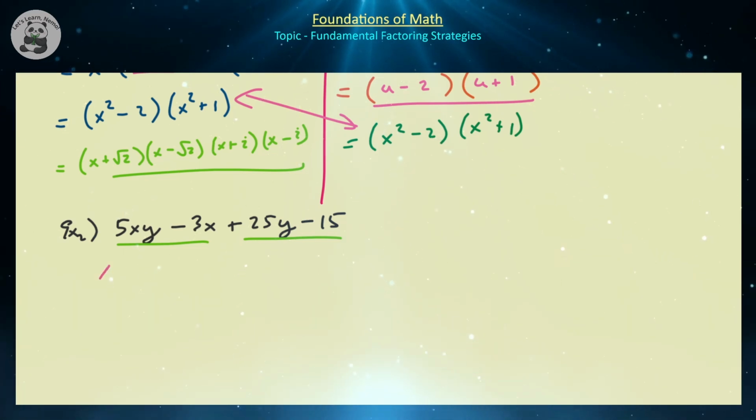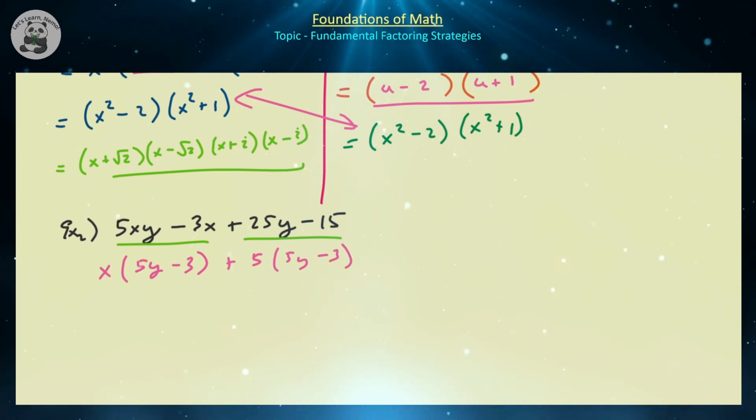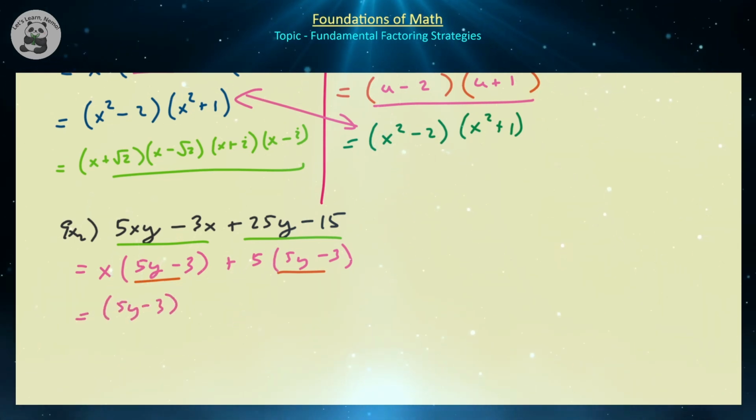So notice that x is the only thing there, so I can get a 5y minus 3 for the first pairing. And for the second, I can factor out a 5, giving us 5y minus 3. And look, the insides are the same. That's great. Which means this is just going to factor into 5y minus 3 out of both, x in the first, 5 in the second. That is your factored representation, and that's practically how factor by grouping works.